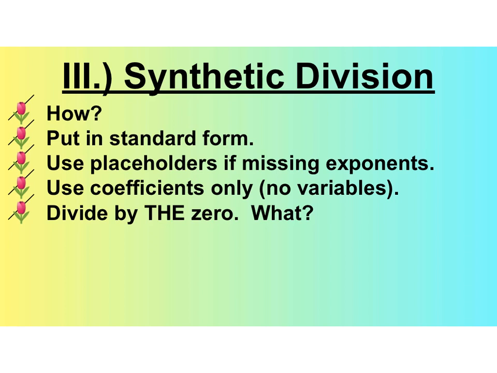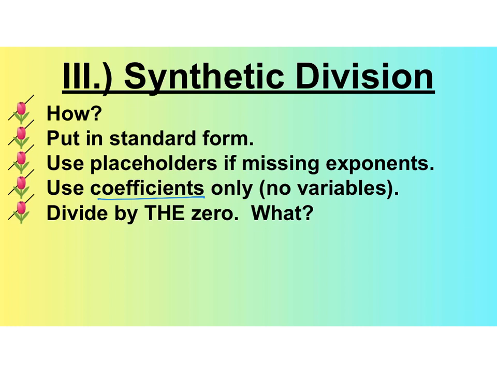So how do we do it? Well, first off, just like with long division, you have to put your polynomials in standard form first. You have to use placeholders of 0 if you have missing exponents. And the thing that's different about synthetic division is you only use the coefficients, so you're not dragging all these variables along the way.